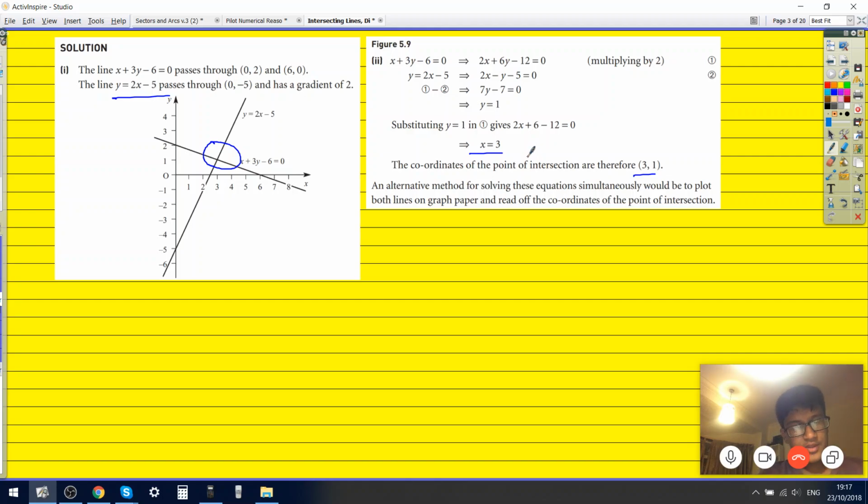Why do we do the substitution? How does that actually get us the answer? Replacing y with 2x minus 5 eliminates the y's. So instead of having two equations with two unknowns, you have one equation with one unknown. They did it a different way. They multiplied it by 2 and then did simultaneous equations.